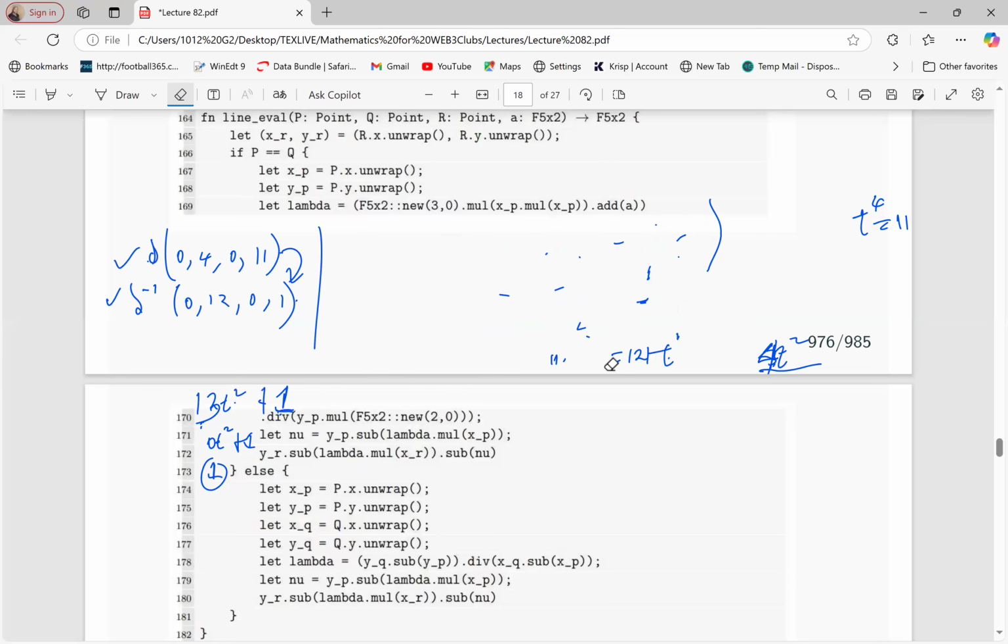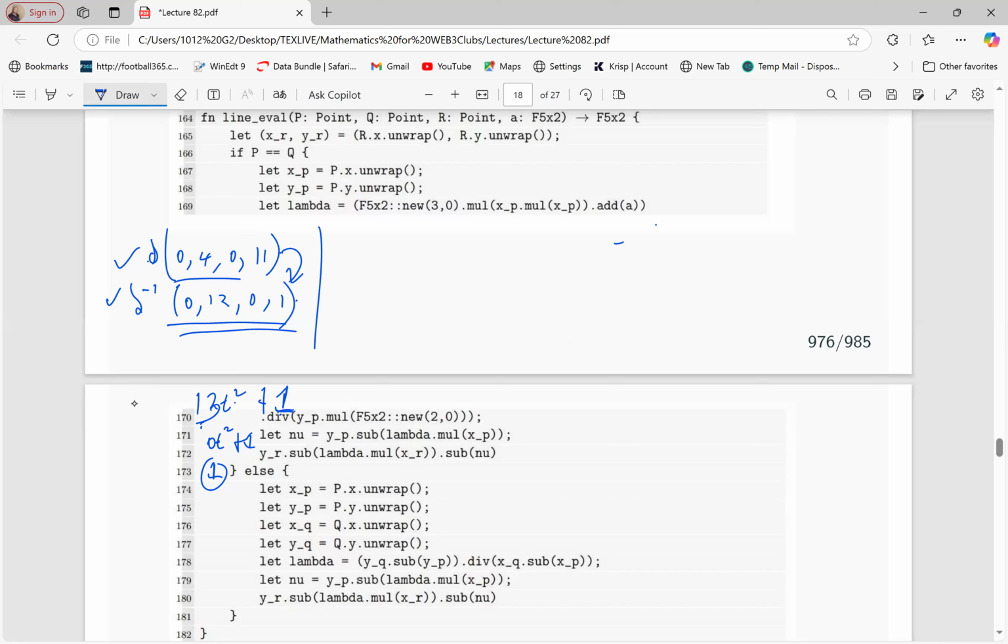How are you writing the code? The code that is then supposed to do the extended Euclidean algorithm to get this inverse. But we just proved that these two are inverses of each other.